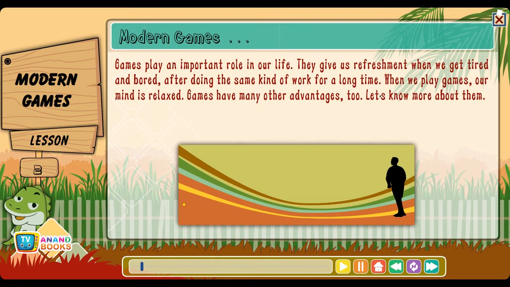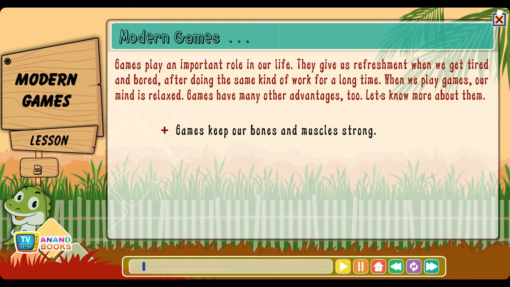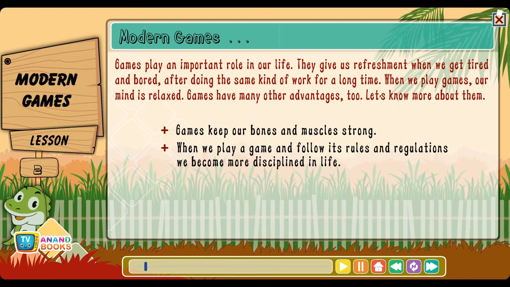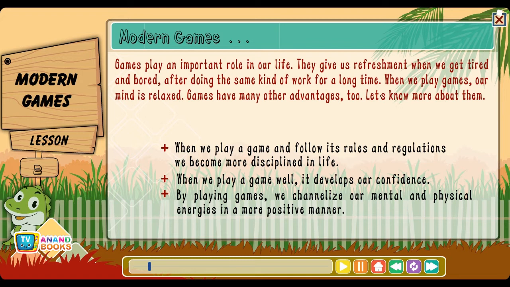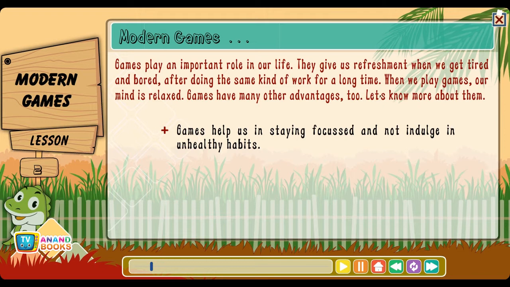Let's know more about them. Games keep our bones and muscles strong. When we play a game and follow its rules and regulations, we become more disciplined in life. When we play a game well, it develops our confidence. By playing games, we channelize our mental and physical energies in a more positive manner. Games help us in staying focused and not indulge in unhealthy habits. They help us to handle failures better.